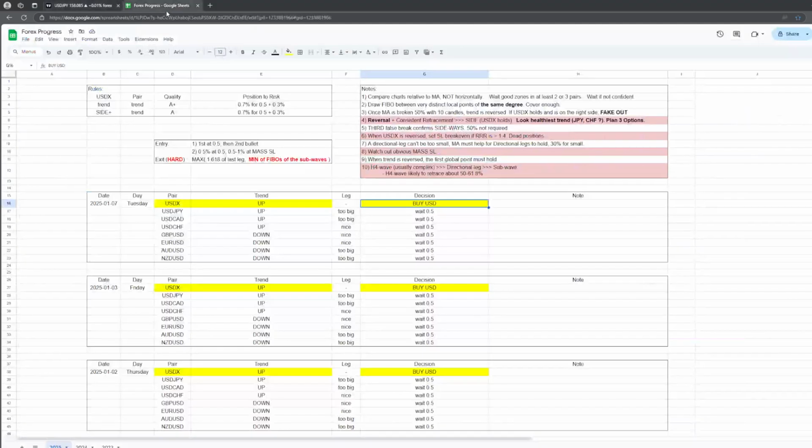So let's write it down. USD Japan Yen, trend is up, leg size is too big, and if market retraces about the 50%, then we will have an opportunity for risk and reward ratio 1-to-1 trade.